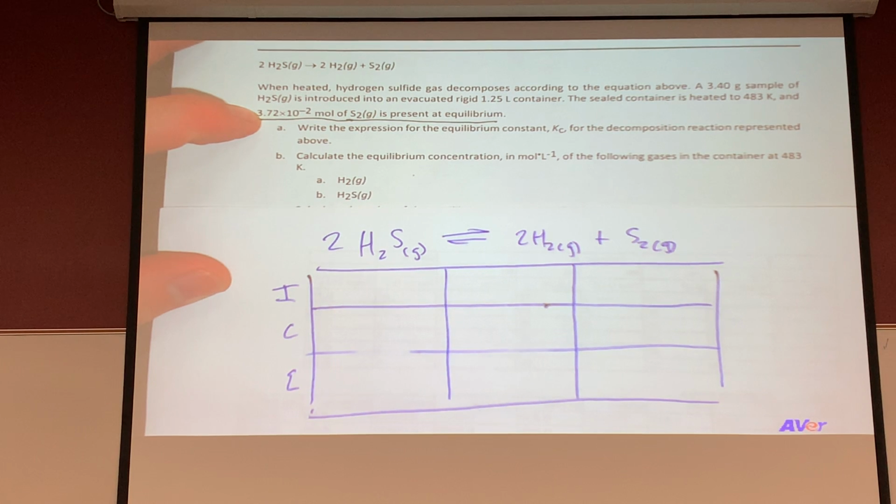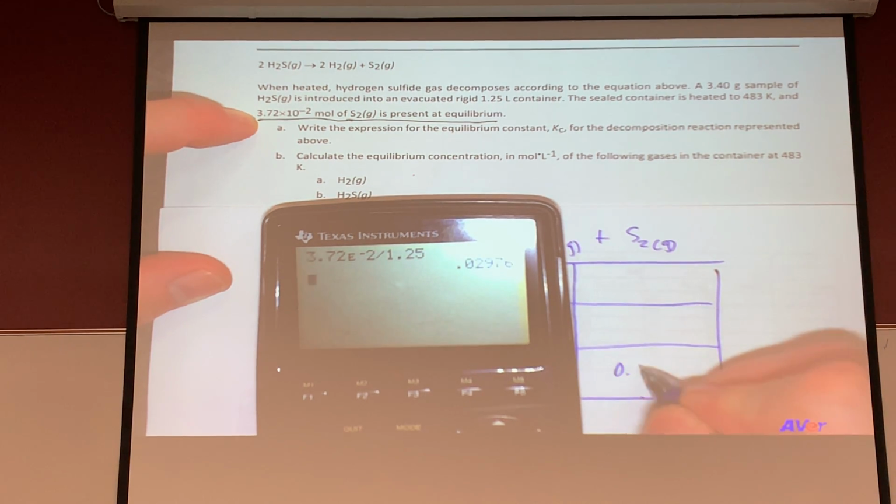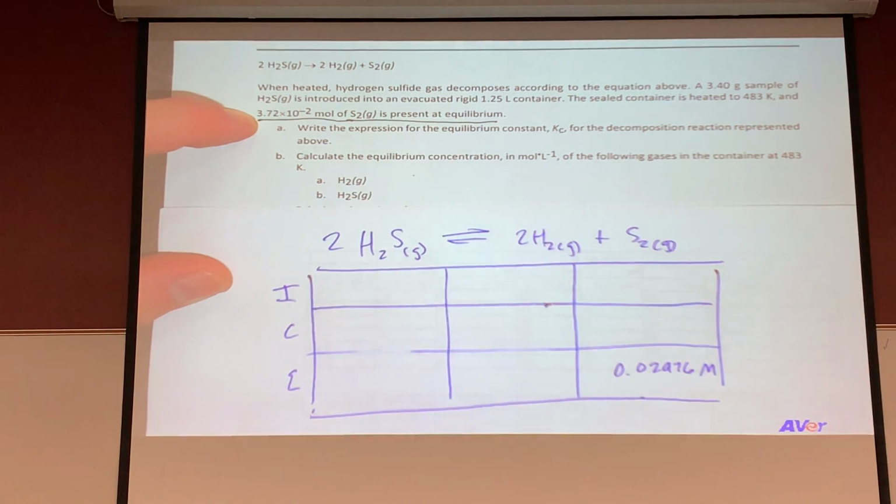Here's my question. What do you do with that 3.72 times 10 to the negative 2 moles of S2 at equilibrium? Where does that go? Bottom right. It's right on the bottom. Okay. But it's in a 1.25 liter container. So I'll give you a little bit of help here: 3.72 times 10 to the negative 2, and a 1.25 liter container. There's your concentration.